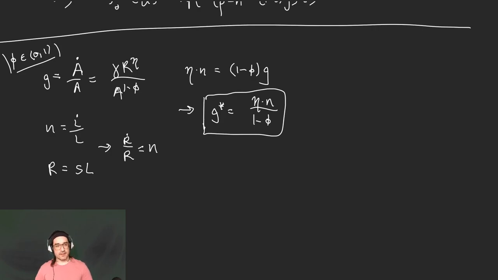The other thing, which is really the kicker, is that this G star does not depend in any way on S. You might think a good way to influence the growth rate is to increase the fraction of people doing research, but that is not the case. In the long run at least, S has no influence on the growth rate. If you put in more researchers, they generate more ideas in the short run, but that makes ideas in the future more difficult to find, and it just so happens that everything balances out and you get no long run effect.